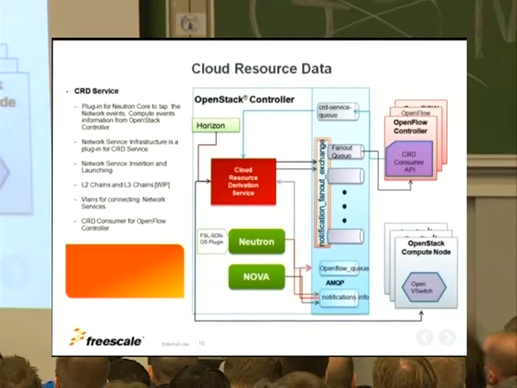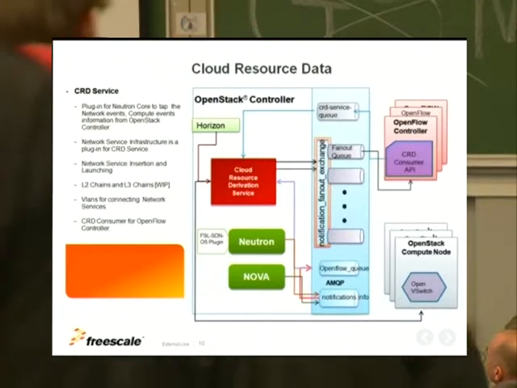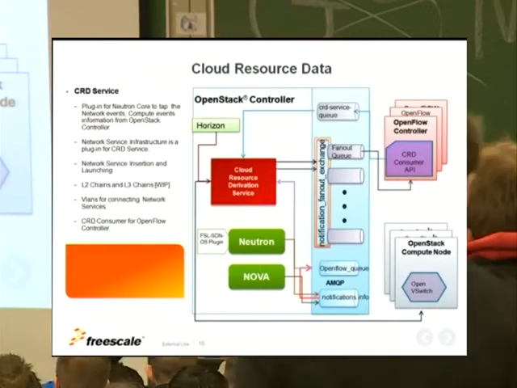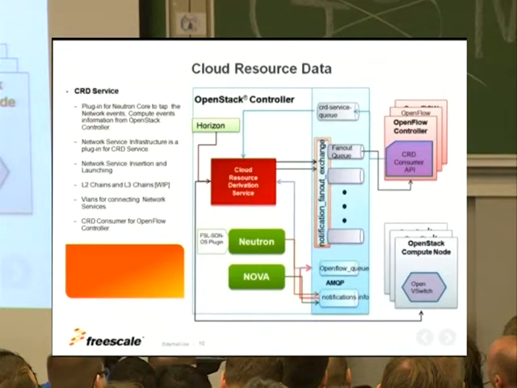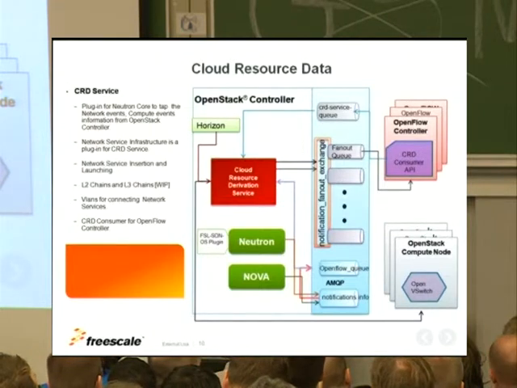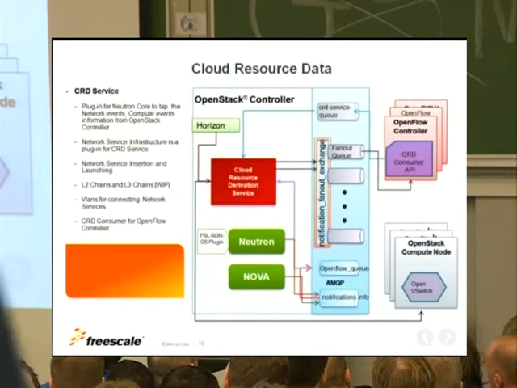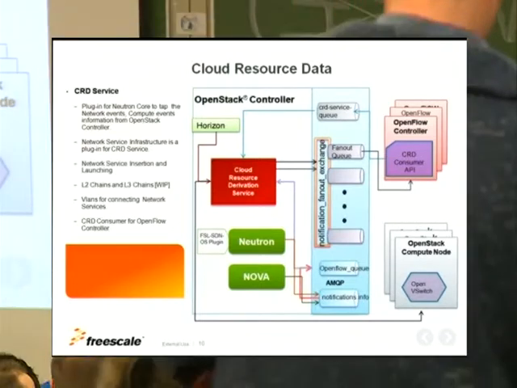So we have the network service infrastructure where we can create the network service chains, and we can launch the network service chains integrated into the cloud resource data as a plugin. And we have two different features: layer 2 chains and layer 3 chains.